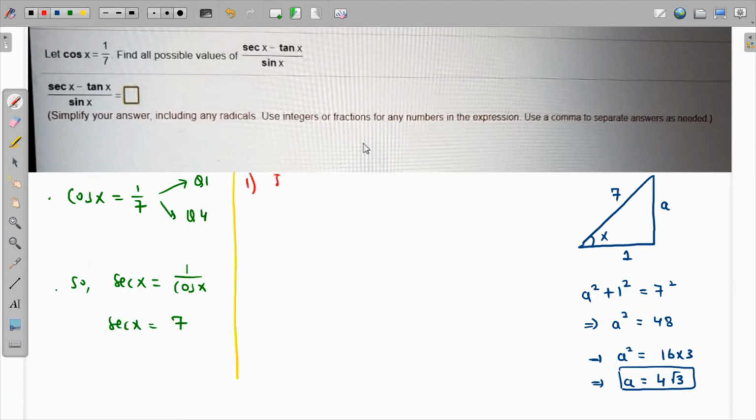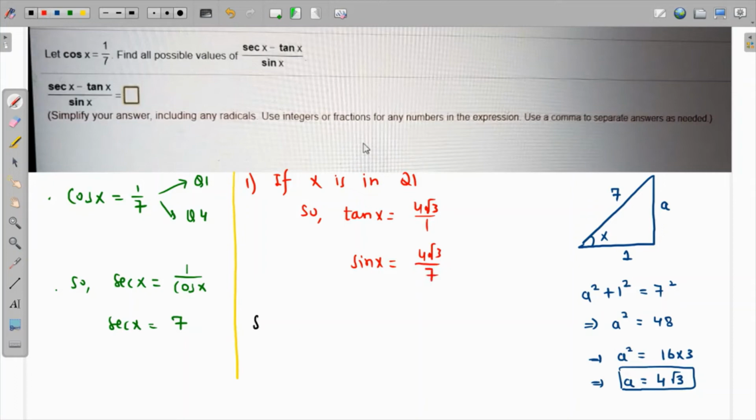Case 1 is if x is in quadrant 1. So in quadrant 1, all the trigonometric functions are positive. So tan is going to be opposite, which is a, which is 4 root 3, over adjacent, which is just 1. And sine is going to be opposite, which is 4 root 3 over hypotenuse, which is 7.